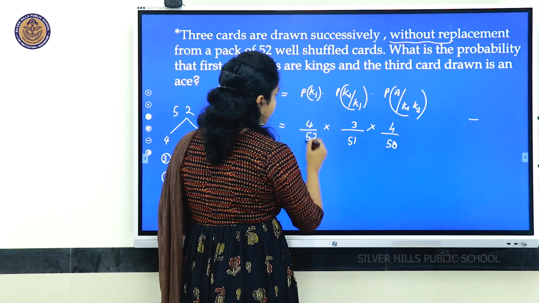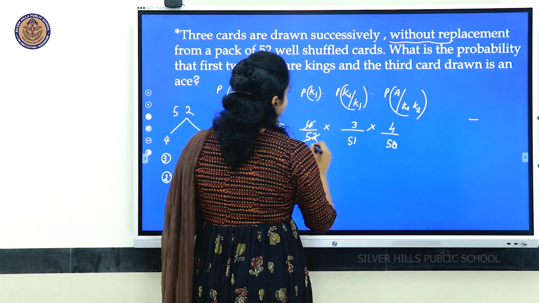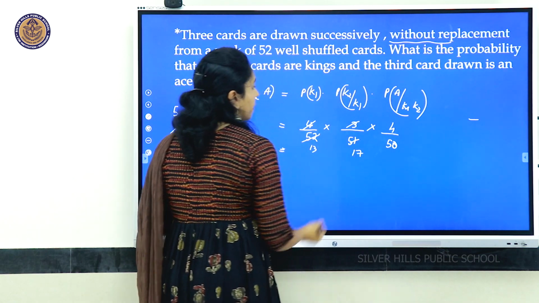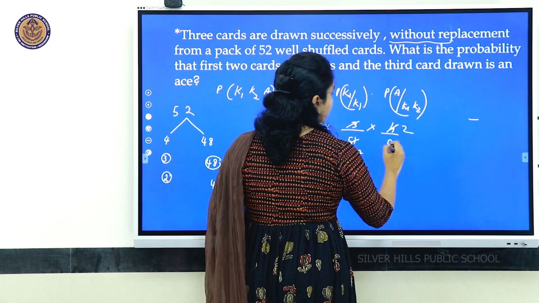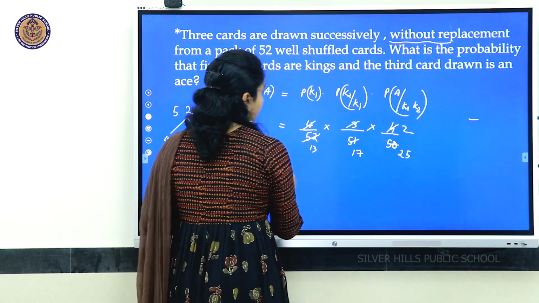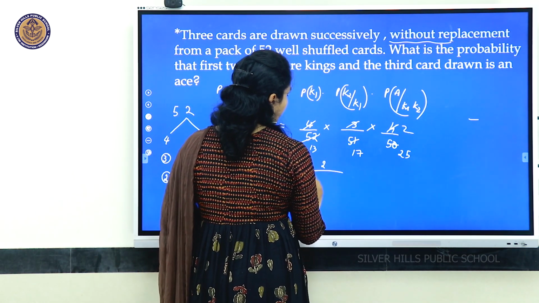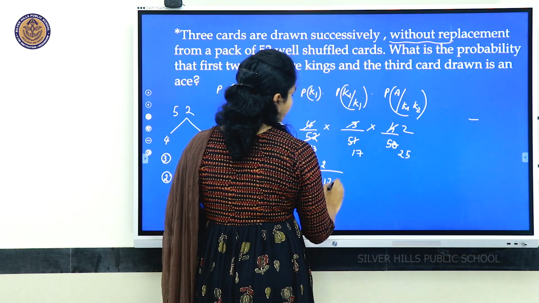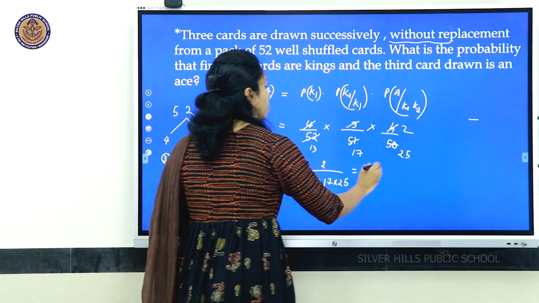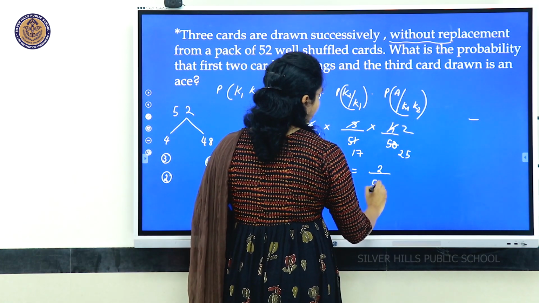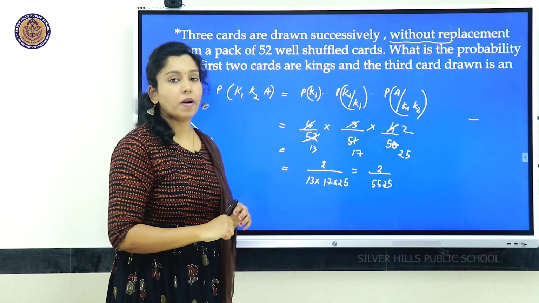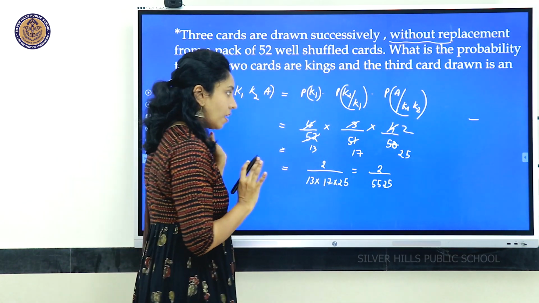That is equal to, now it gets cancelled. 13, 17 will come here, and 25. So, when you multiply, you will be getting 2 divided by 13 into 17 into 25, that is equal to 2 divided by 5525. So, when you simplify this, you will be getting 2 by 5525 and that is our answer.